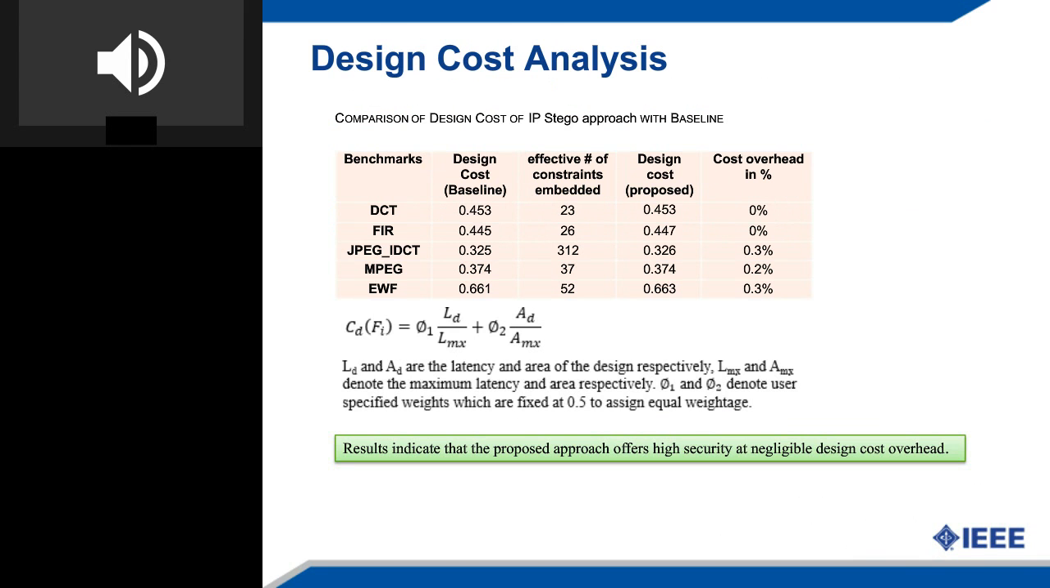We also analyzed the design cost, where we intended to check the overhead of the IP core steganography process in terms of design latency and area overhead. As you can see, based on the effective number of constraints embedded, the design cost of the IP core steganography approach remains very low, and it is almost zero in most cases. For some benchmarks, for example JPEG IDCT, MPEG, and EWF, the overhead is minimal and less than 0.5%.